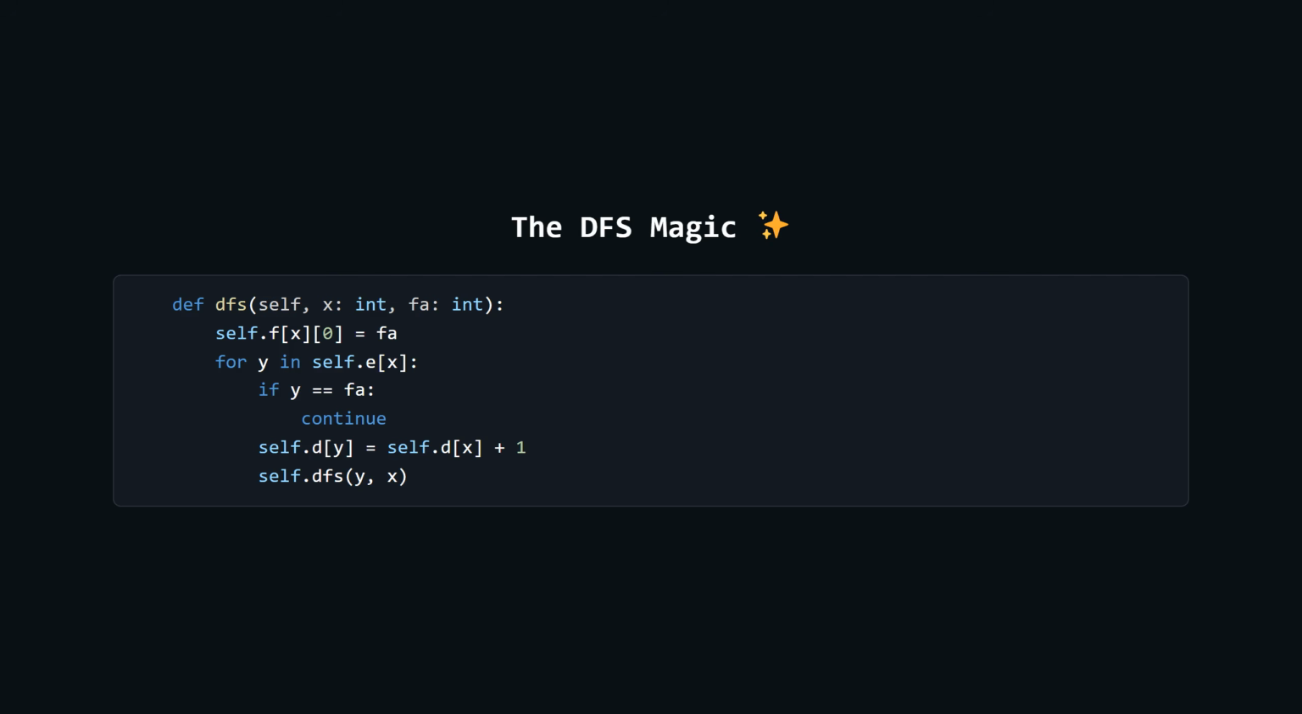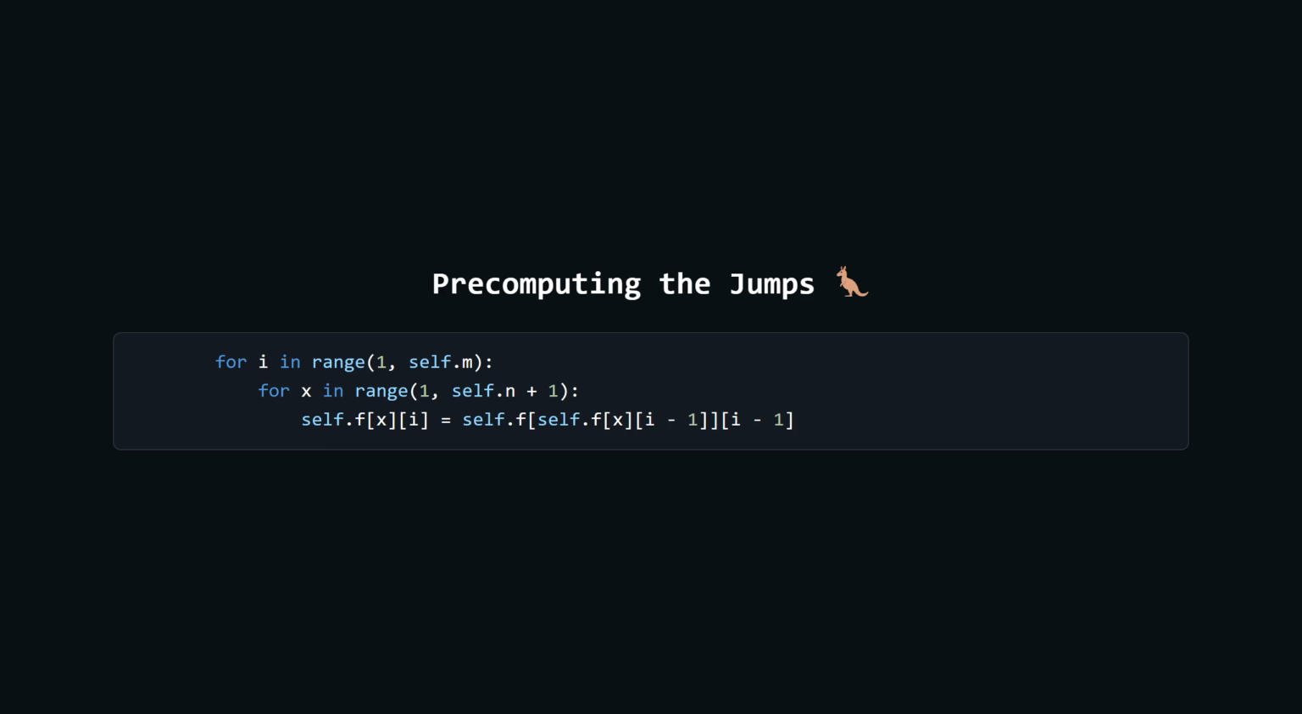Our depth-first search does 2 crucial things. First, it records the immediate parent of every node. Second, as it travels down, it records exactly how deep each node is compared to the root. Back in our setup, we build the jump table. This line looks confusing, but it just means, to jump 4 steps up, I first jump 2 steps up, and then from that new spot, I jump 2 more steps.